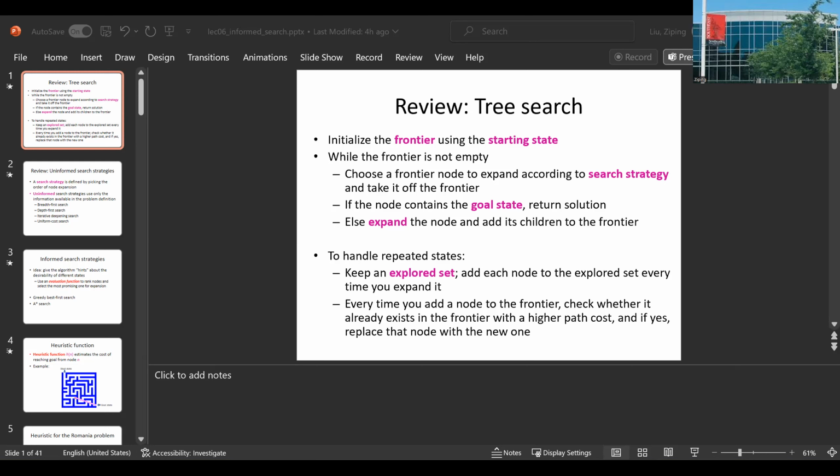So the consequence is that the F value along a path never decreases. If we have consistency, then the estimate value should never decrease. And if your heuristic is consistent, it's optimal. Okay, so this is a stronger condition.